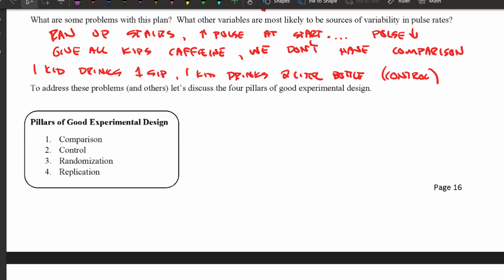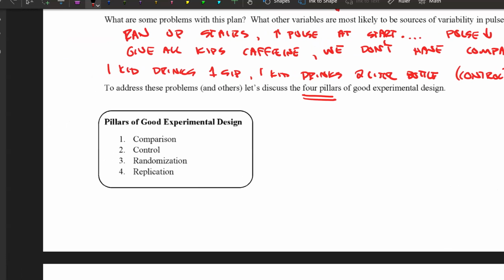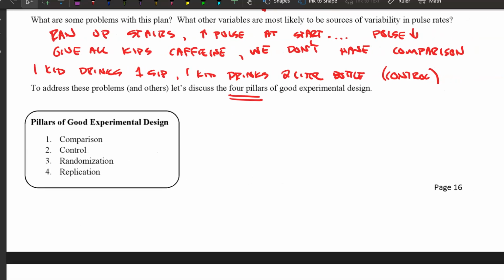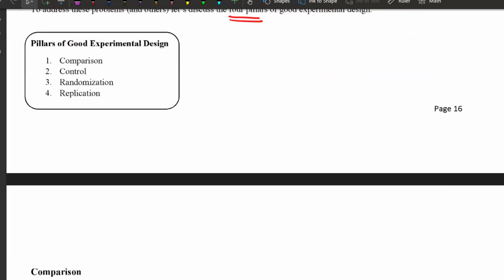So to address these problems and others, here are the four important factors or pillars of good experimental design. If you're going to do an experiment, you have to consider these four key ideas. One, comparison. Two, control. Three, randomization, and four, replication. So we've already used a couple of these words here, and you probably know what some of them mean. Let's talk about each one individually.